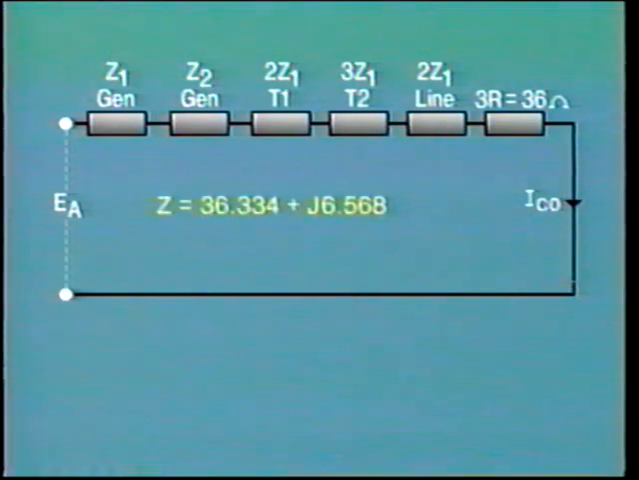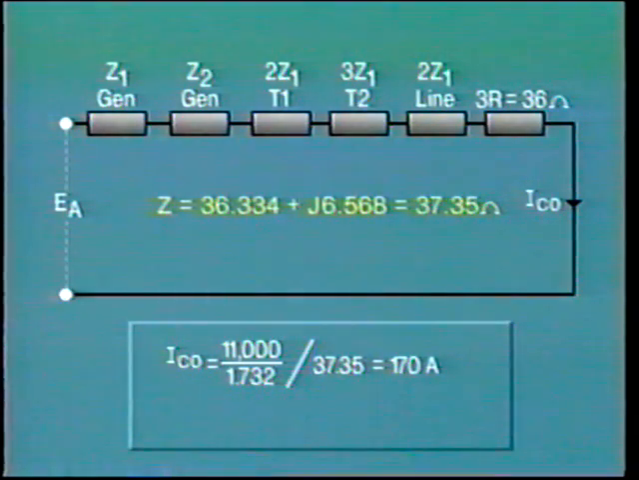Now, the total impedance comes to 36.334 resistive ohms plus J 6.568 reactive ohms. The total impedance is now 37.35 ohms. I0 is now limited to 11 kV over 1.732 divided by 37.35 equals 170 amps. Fault current equals 3 times 170 equals 510 amps.